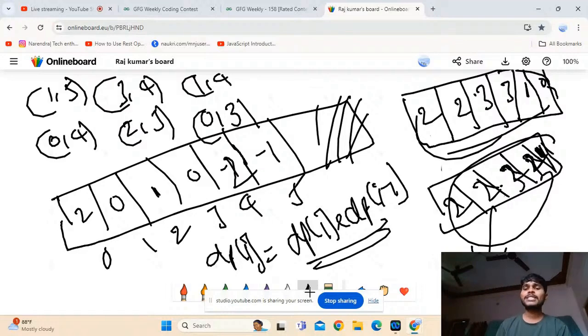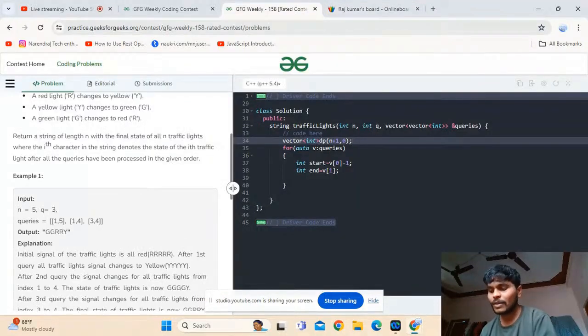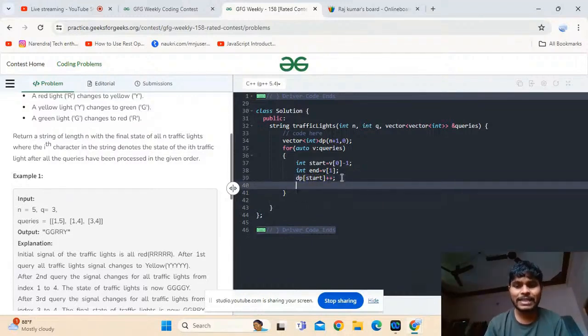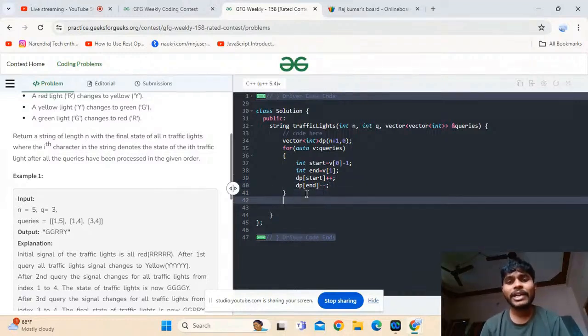So guys, here what I am doing is, this is frequency. This is a dynamic programming trick to calculate the frequency of the given queries. Okay guys, now this algorithm I am applying here. So dp of start plus plus, dp of end minus minus. Okay guys, now observe dp of end minus minus.